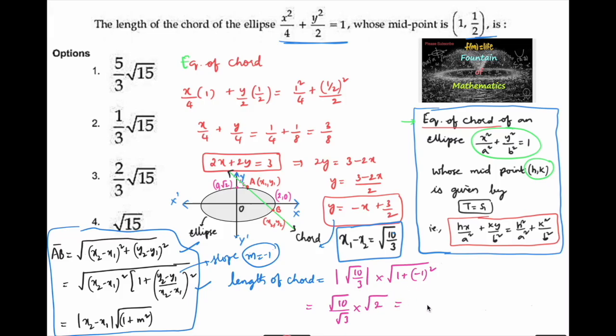So rationalizing, we will get root 2 into root 5 into root 2, multiply and divide with root 3, so that root 2 into root 2 will become 2, and root 5 into root 3 will become root 15, divided by root 3 into root 3 is 3. So 2 by 3 root 15 units is the answer, which is option C. Option C is the answer, 2 by 3 root 15.